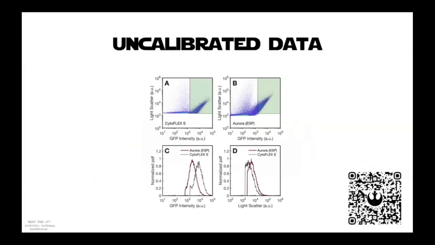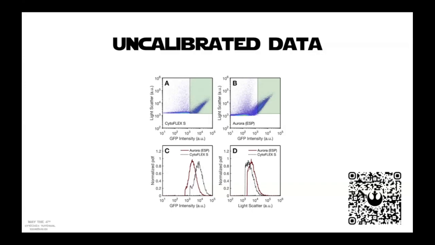So this slide shows some recombinant EVs. These are commercially available, and we're going to use these throughout the rest of the presentation. And they're a great reference material for you to use on your own flow cytometers. This shows uncalibrated data, and you can see that between the Cytoflex and the Aurora that they were acquired on, the populations don't overlap.